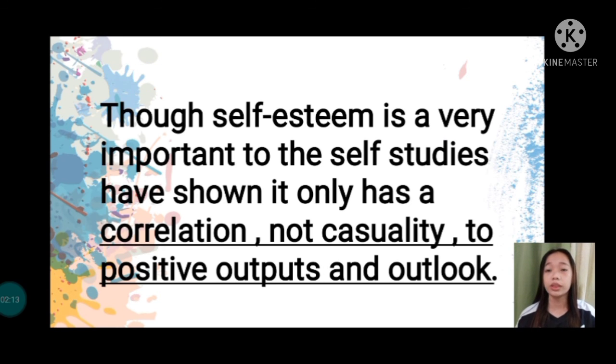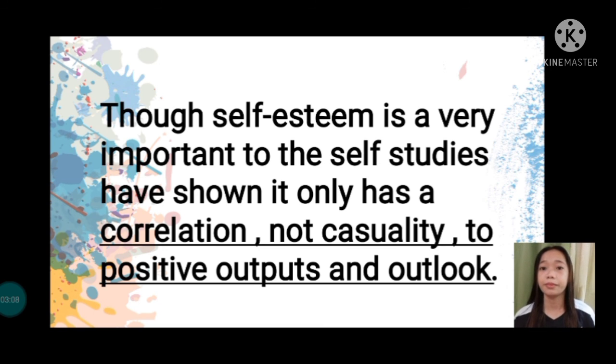Next. Self-esteem is very important to self-study, but studies have shown it only has correlation, not causality, to positive outputs and outlook. Self-esteem has shown no cause and effect to the positive things that we do, only correlation. It means that if you have high self-esteem, you have a positive outlook in life. For example, you believe you can achieve things as you see in a positive way. But self-esteem does not cause how we see a positive outlook and the positive results that we have.